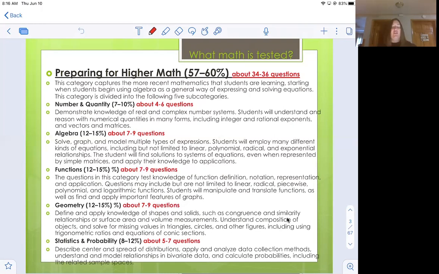The last section that's showing on here is your statistics and probability. And this is 5 to 7 questions. So this could be mean, median, and mode. It could be standard deviation. It could be calculating probabilities and sample spaces. So those are the kind of things that you would look at for statistics and probability. And this is the area on the ACT that we're seeing more questions than we have in the past.